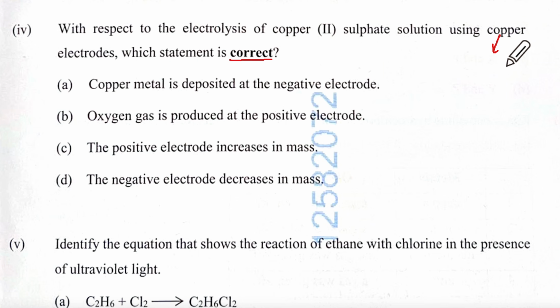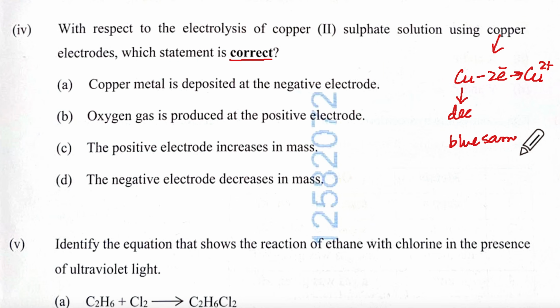Now, if we have copper electrodes, your anode is going to take part in the reaction and it is going to give you this, which means anode mass is going to decrease and the blue solution color will remain the same. Copper metal deposited at the negative electrode, negative means cathode. So cathode has Cu2+ migrating and gaining 2 electrons will give you Cu. So this is correct.